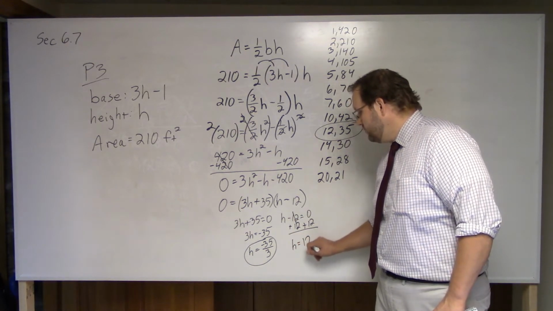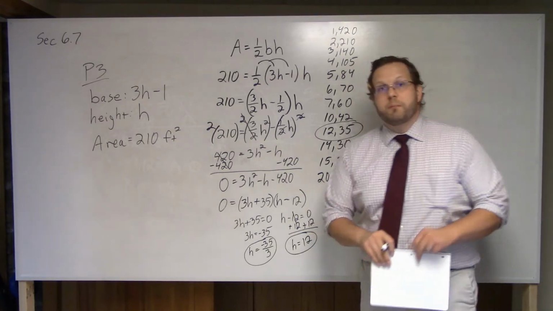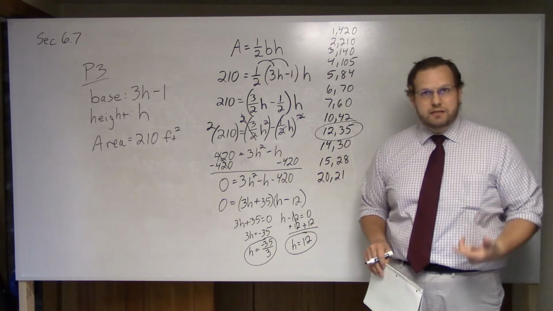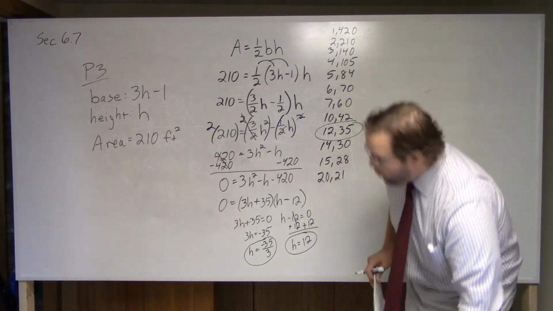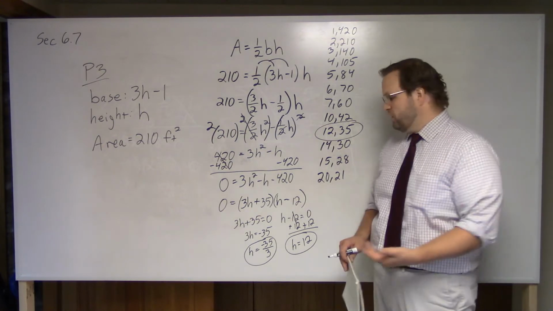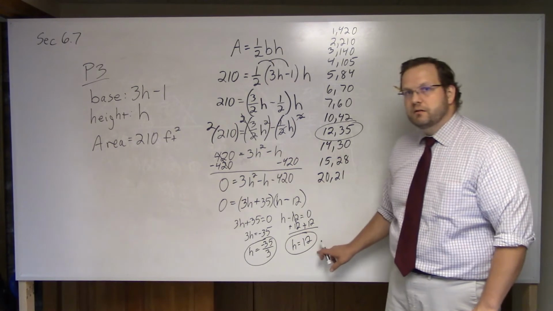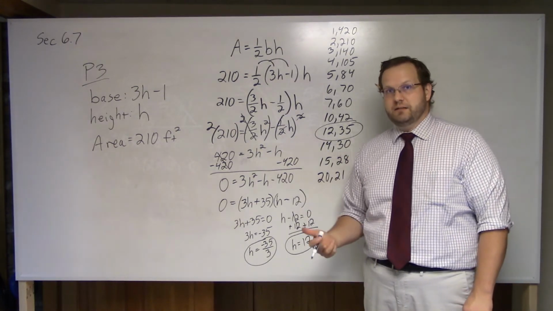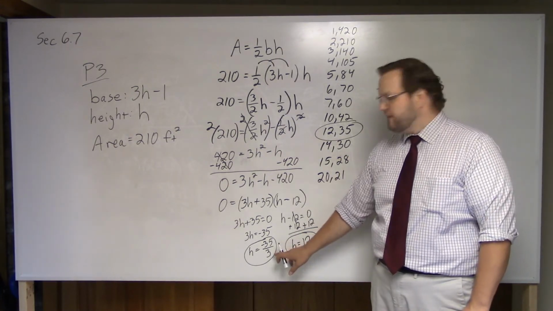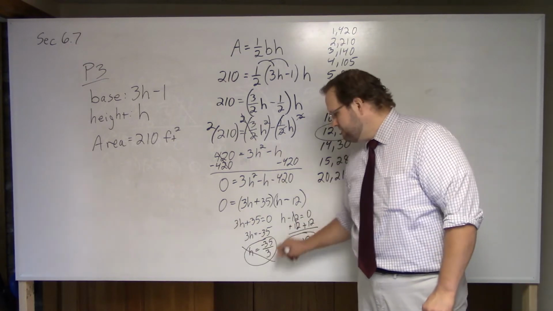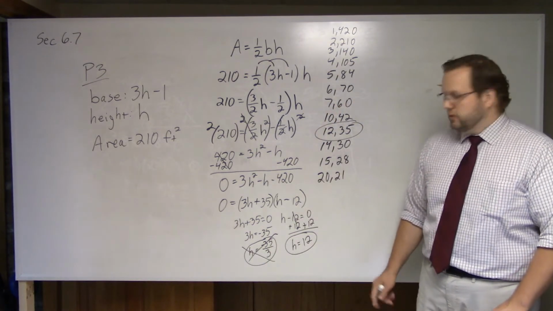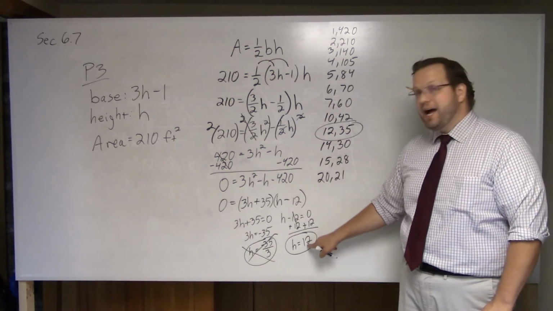H equals 12. Now, remember, we might have an extraneous solution here. When would we have an extraneous solution? When one of these numbers just doesn't make sense. We're talking about heights here. We cannot have a negative height. The fraction here is perfectly fine, but the fact that it's negative, no good. So all we have is a height of 12.